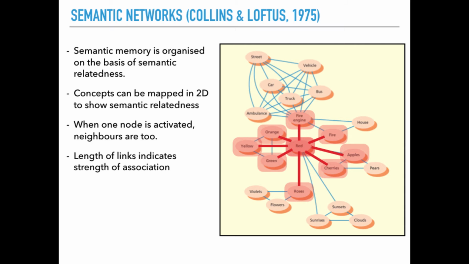So for example, if you're primed with, or you hear the word red or think of the concept red, this would very strongly activate all of the concepts that are closely linked to it. So it would activate these concepts of orange, fire, cherries, whereas you get a much weaker activation of more distal nodes or concepts such as sunsets or clouds, etc.